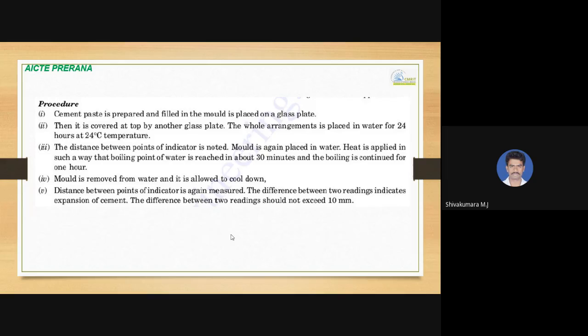meters, and this distance should not be greater than 10 mm. If it is greater than 10 mm, it means that after hydration, the products of hydration of cement are increasing in volume, so internal stresses are going to be generated.